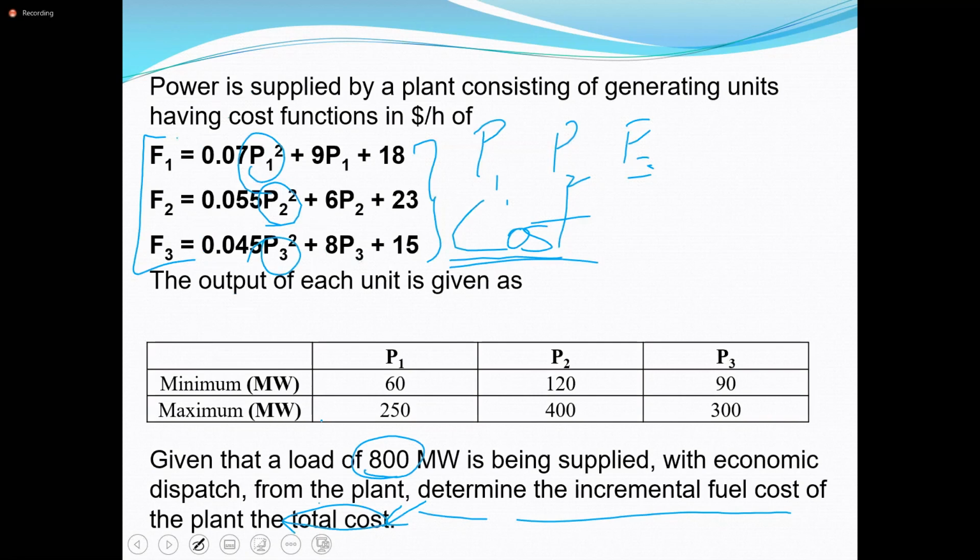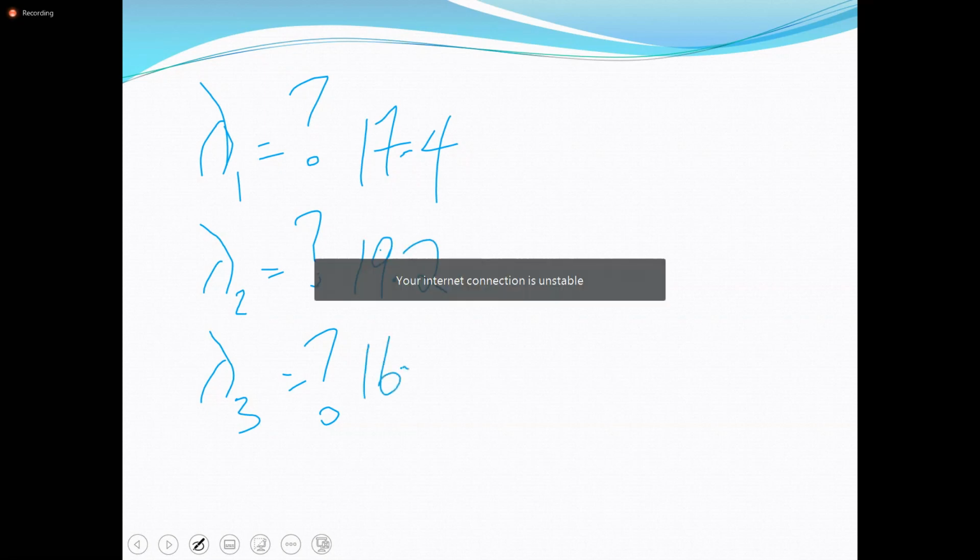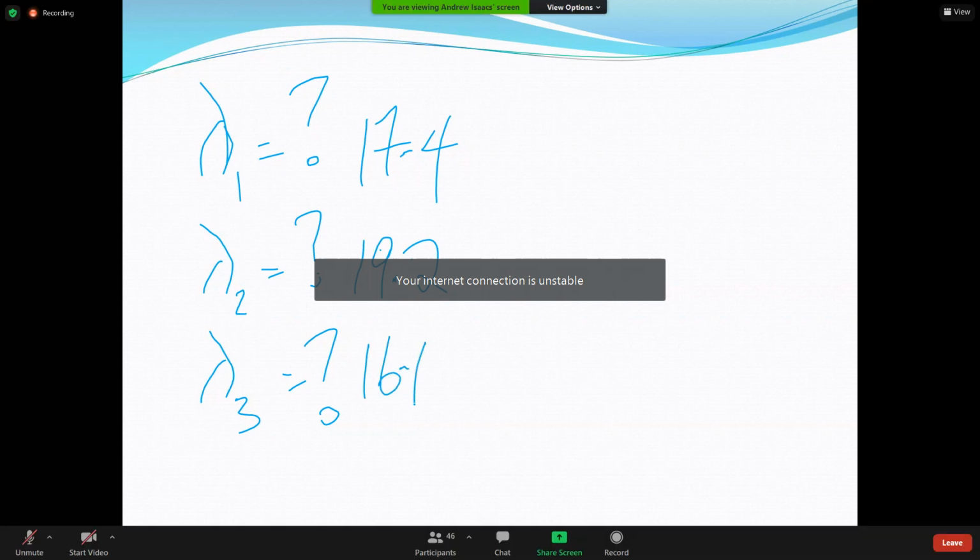All right, so what's lambda 1? 17.4 dollars per megawatt hour. Lambda 2? 19.2 dollars per megawatt hour. Lambda 3? 6.1 dollars per megawatt hour. Okay. All right, so assuming that these values are all correct.